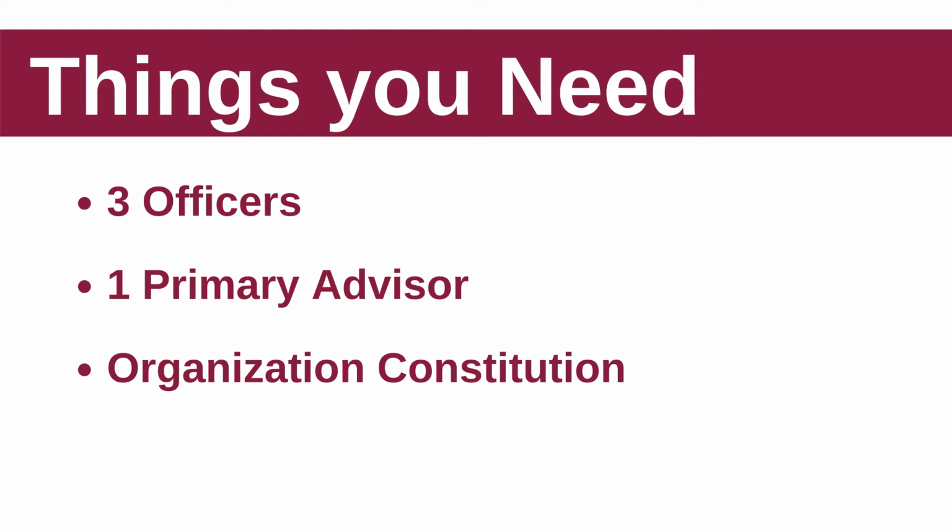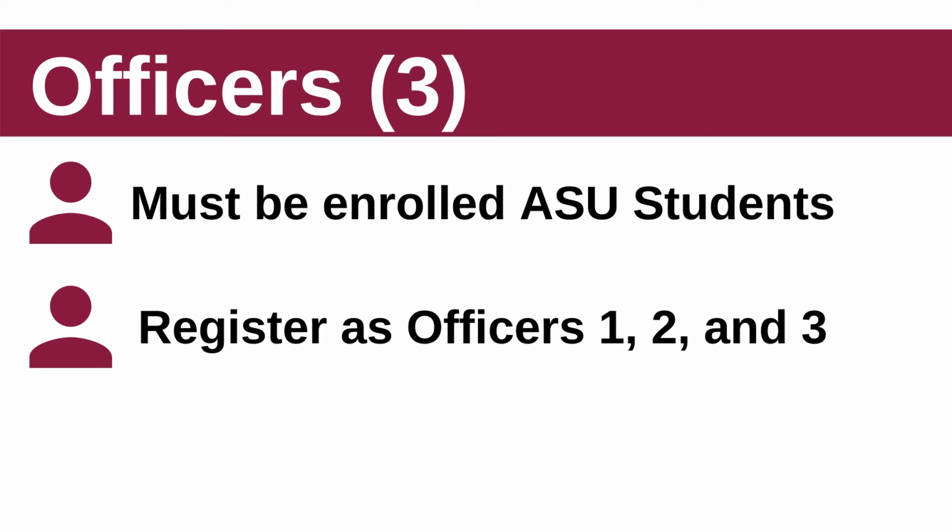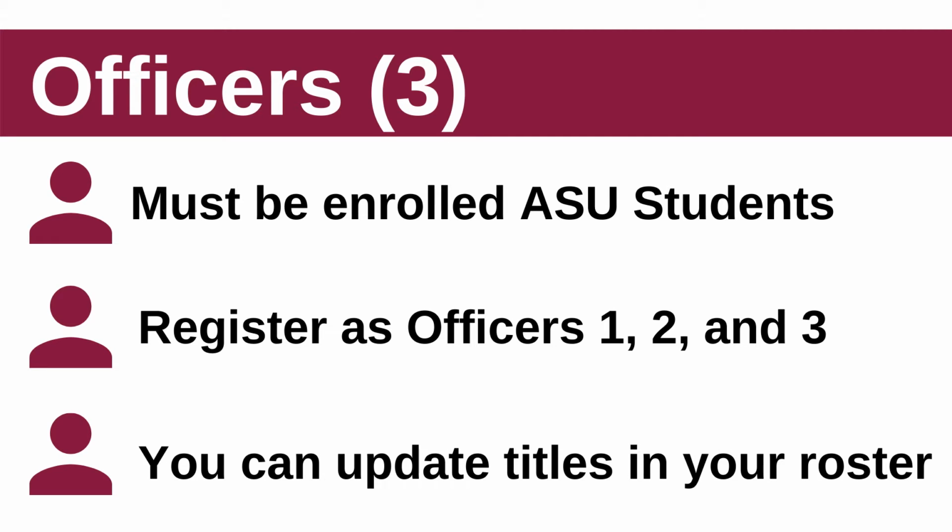So let's get started with the things that you need. You will need 3 officers, 1 primary advisor, and an organization constitution to begin the registration process. For your officers, they must all be enrolled as ASU students. During the registration process, you will label them Officer 1, Officer 2, and Officer 3. After the registration process is complete, you will be able to update these titles to whatever you would like them to be.